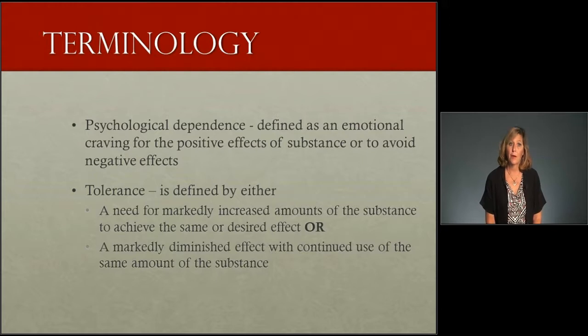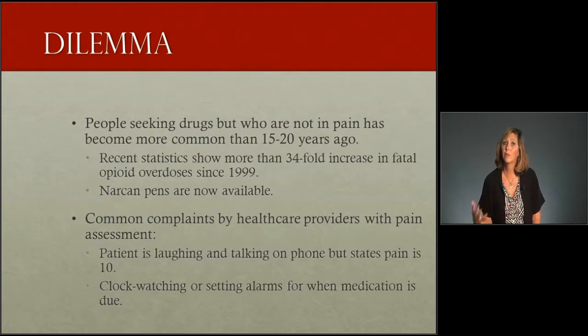Tolerance is defined by either a need for a marked increase in the amount of the substance to achieve the same effect, which we see in a physical dependence, or a markedly diminished effect with continued use of the same amount of the substance. Patients on chronic opioids for chronic pain develop tolerances. They have that physical dependence where they can have a withdrawal, and they develop tolerances where you have to go up on the drug to get the same effect, or they're going to start to have more breakthrough pain on that same level of drug. So just as a review, we've got addiction, which is your cravings. You have your physical dependence, which can result in withdrawals when you suddenly stop a drug, but doesn't involve all that craving. And then you have your tolerance, where they may need to go up on the drug because they've been on a substance for a while and the body builds a tolerance to it.